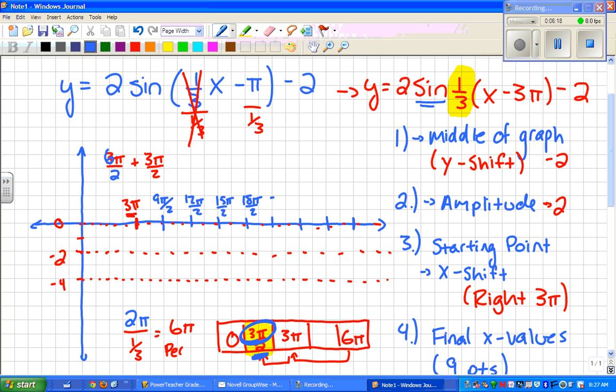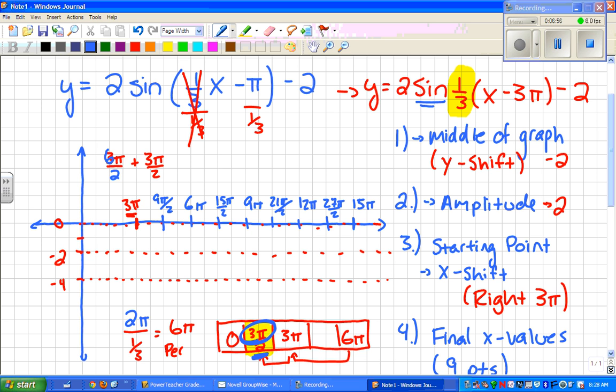18 pi over 2. 21 pi over 2. 24 pi over 2. 27 pi over 2. And 30 pi over 2. Okay, almost done. Of course you have to reduce these. So we're not going to do 12 pi over 2. That's going to be 6 pi. 18 pi over 2 is going to be 9 pi. 24 pi over 2 is 12 pi. And then last but not least, 30 pi over 2 becomes 15 pi.